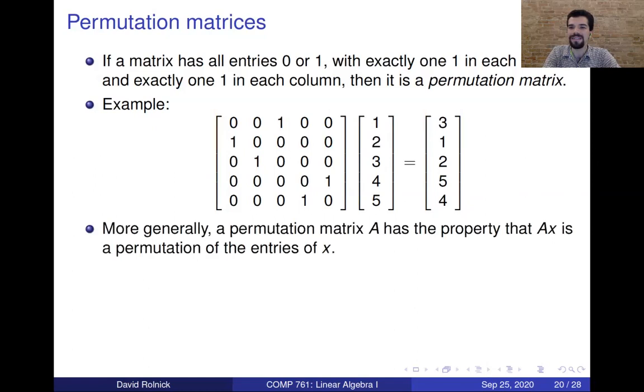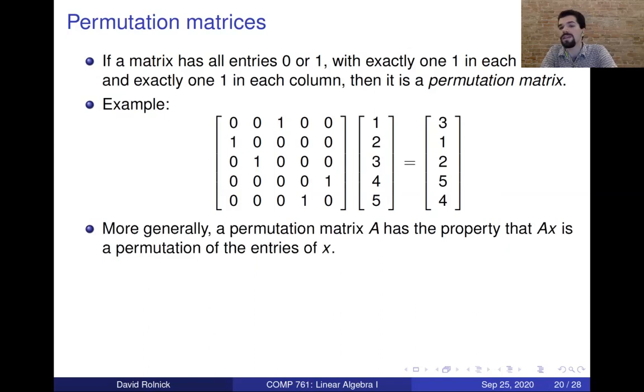Now, why is that? Let's take a look at the first row. The first row is going to pick out the 3 from this vector if you do the multiplication. The second row is going to pick out the 1. The third row is going to pick out the 2, and so on. Because there's exactly one 1 in each row, we're going to pick out exactly one entry with every one of these dot products. And because there's exactly one 1 in each column, we're never going to pick the same entry more than once. We're going to pick one entry, but it's going to be different for each of the rows. So that means that we end up with a permutation of the entries.